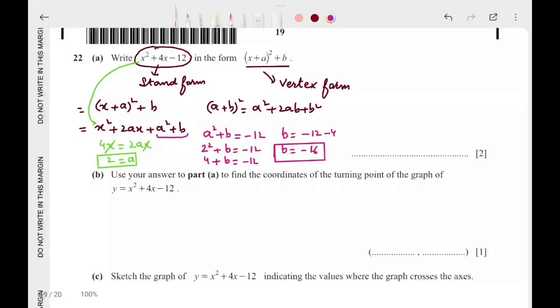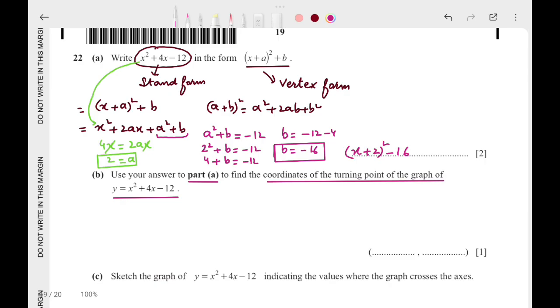Now we have got two answers here. X plus 2 whole square minus 16 is the answer. Now B part. Use your answer in part A to find the coordinates of the turning point of the graph of y is equal to x square plus 4x minus 12.